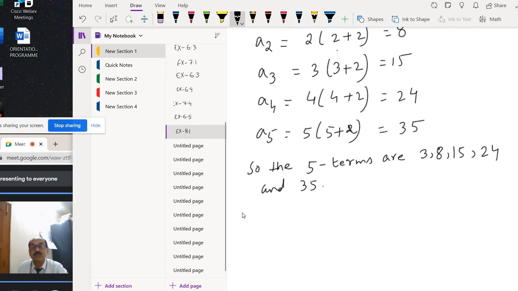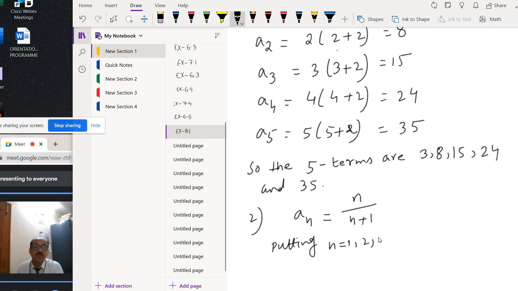Then number 2. Number 2 is the same type of question. Find the first 5 terms. a_n equal to n by n plus 1. Okay, so putting n equal to 1, 2, 3, 4, and 5, we get.